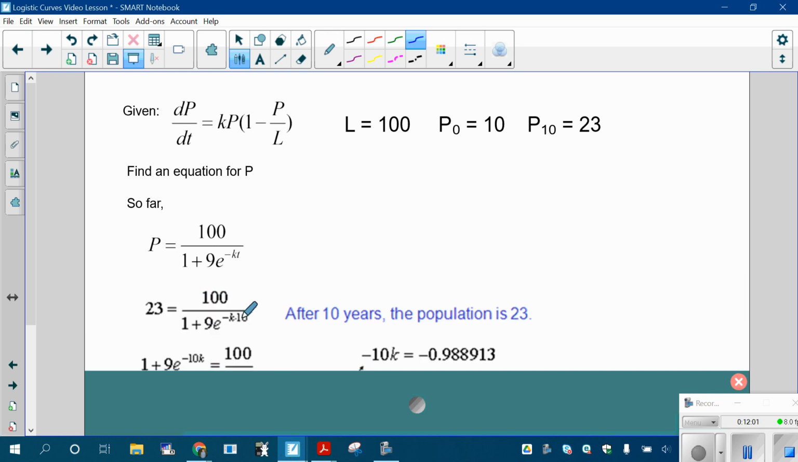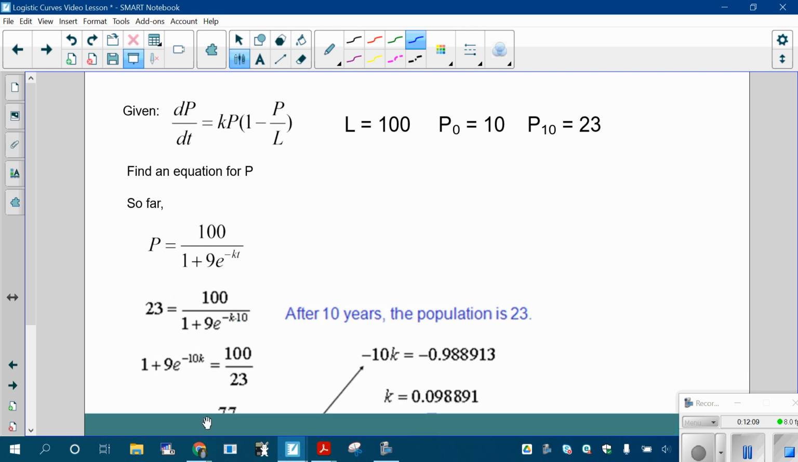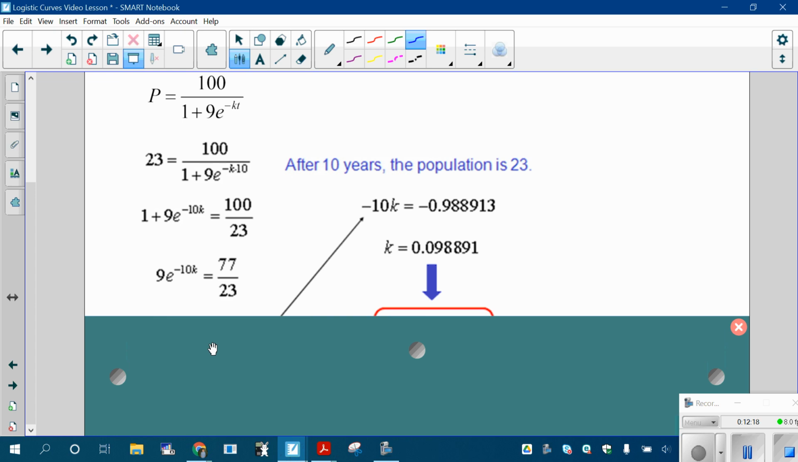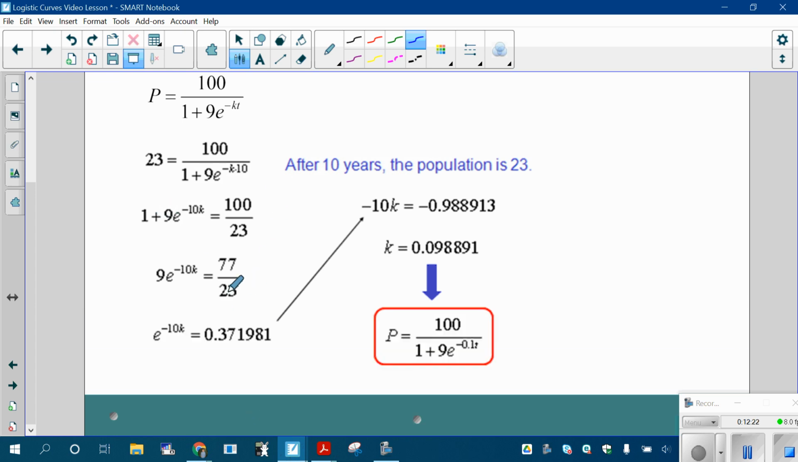When time is 10, the population is 23, and I'm going to algebraically solve this equation. You guys know how to solve this equation. I'm going to cross multiply and then divide the 23 over. I'm going to get this type of an equation. It's an exponential equation. We just did this in pre-calc accelerator. I'm going to subtract 1. I'm going to divide by 9.